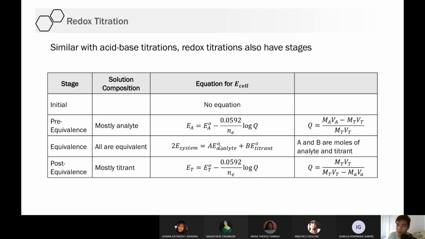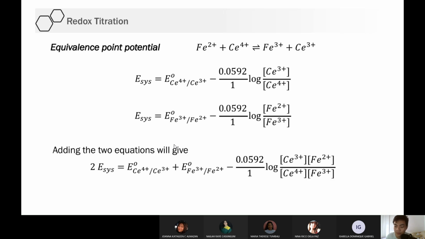For equivalence point, iba yung itsura ng equation. All are equivalent. Okay? So, ang solving for E cell dyan is ganito. 2E system equals A, E analyte plus B, E titrant. Where A and B are the moles of the analyte and titrant. Okay, so let me show you briefly bakit naging ganito yung equation natin.